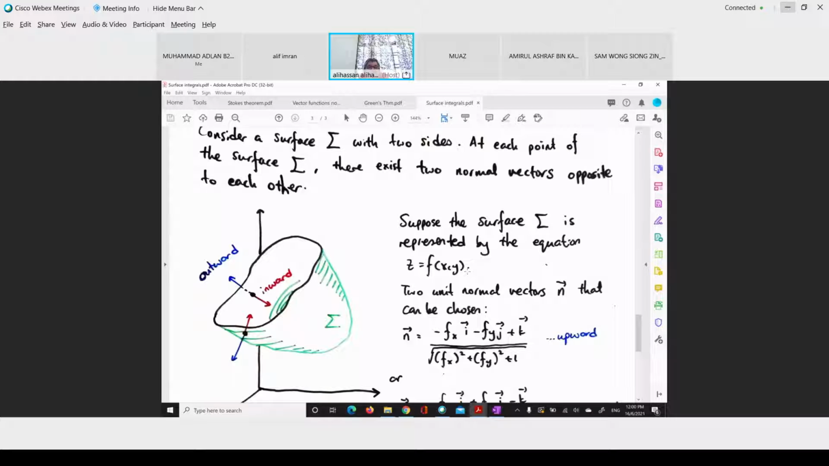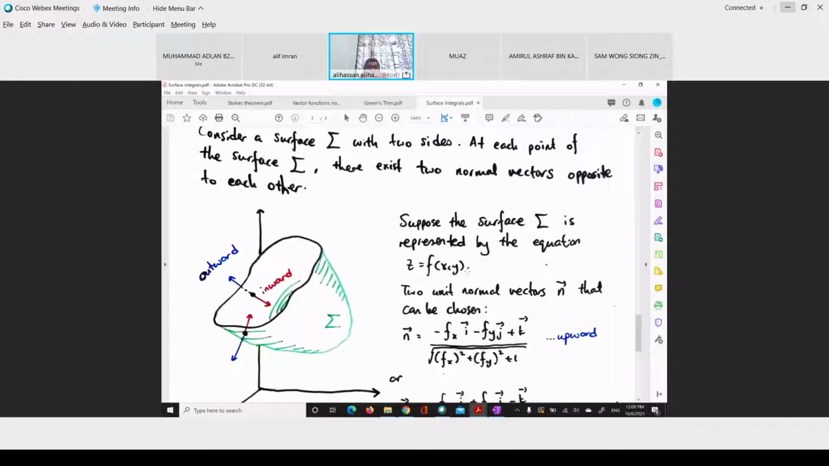In fluid mechanics, there's a flux integral that may arise from the study of fluid mechanics. So let's consider the problem of finding the rate of fluid passing through a surface in the direction of the normal vector n.